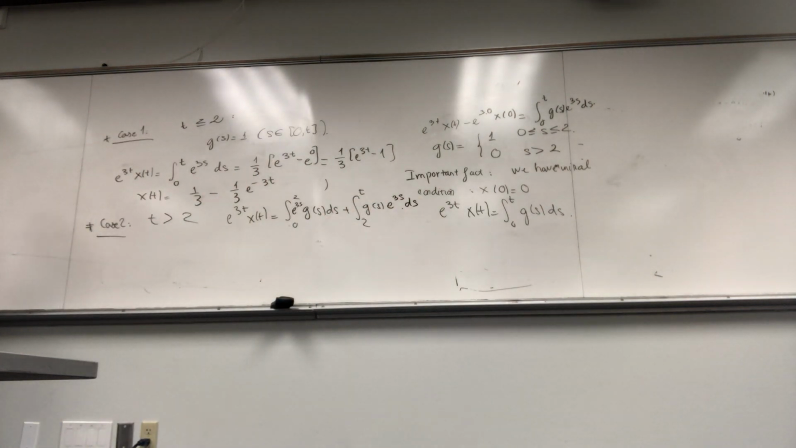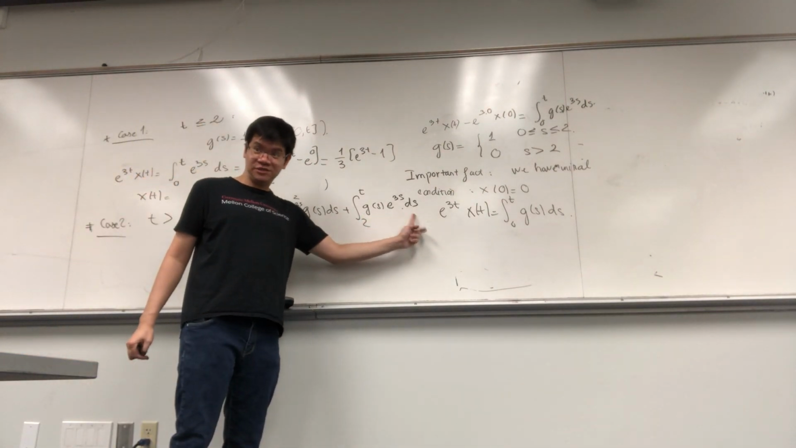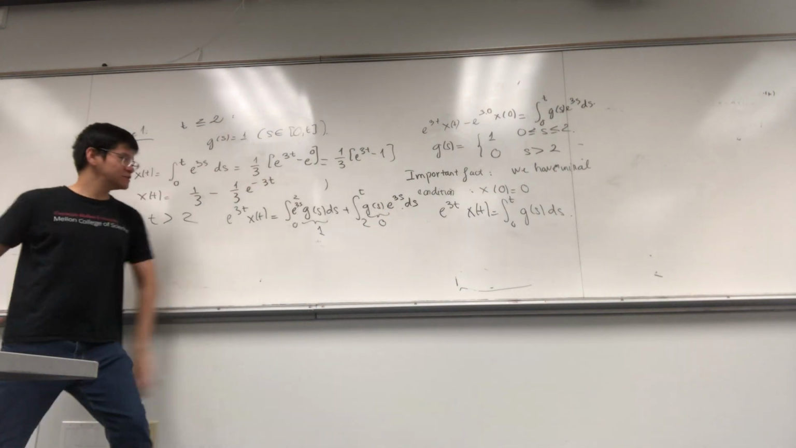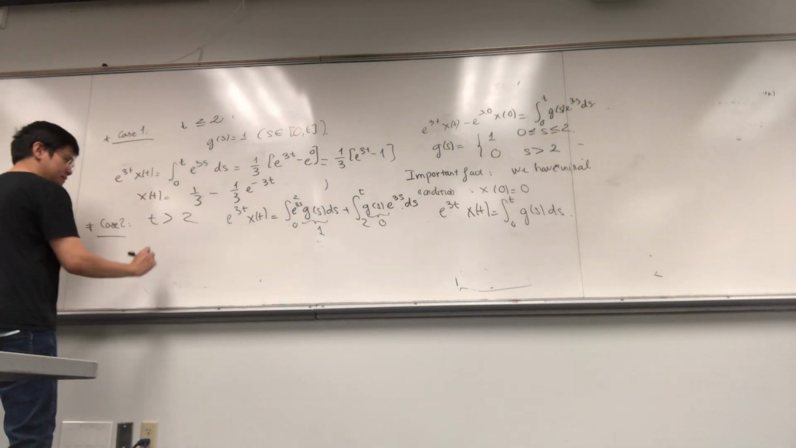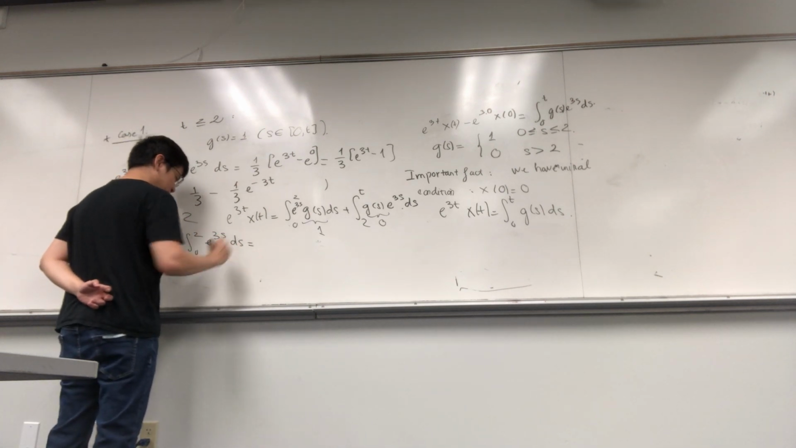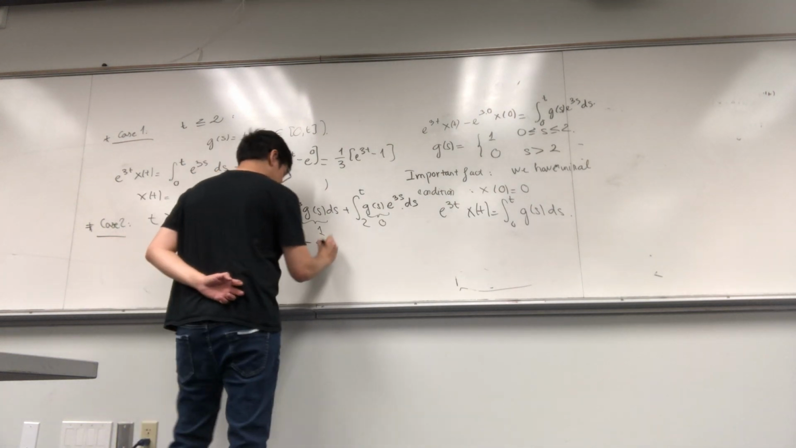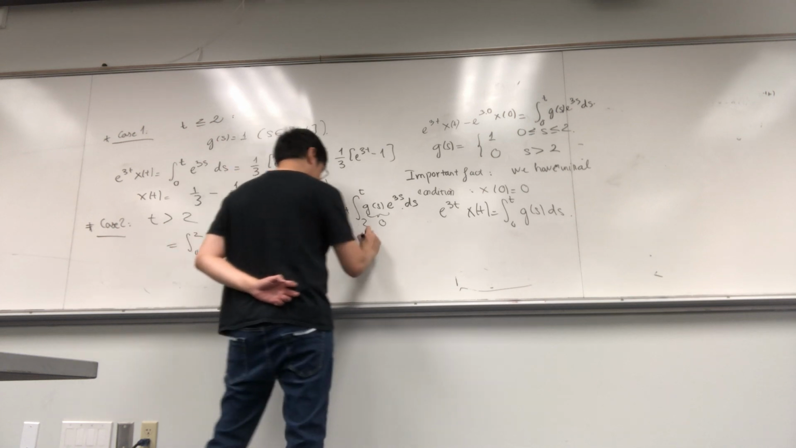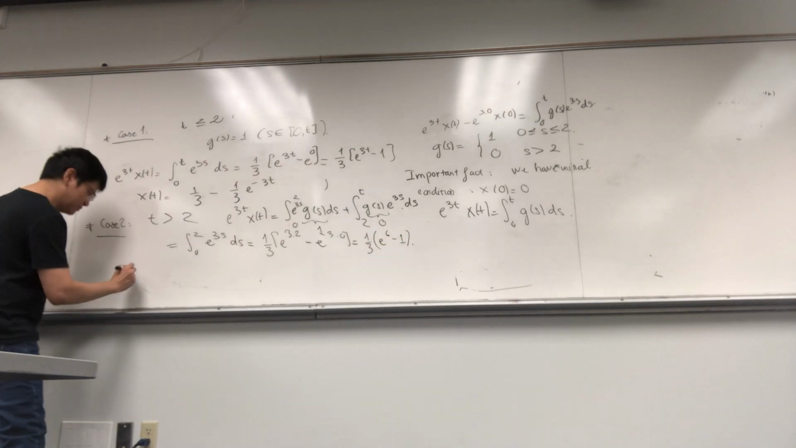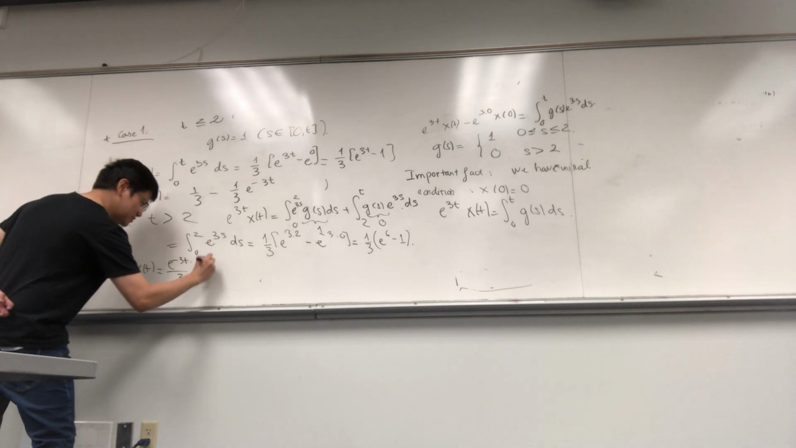In the first interval, g is 1, and in the second interval, g is 0. So this is 1, this is 0. So I can forget the second interval. And this gives me the integral from 0 to 2 of e to the 3s ds. So this gives me 1/3 of e to the 3 times 2 minus e to the 3 times 0. And this is 1/3 of e to the 6 minus 1. So x(t) will be e to the power minus 3t over 3 times e to the 6 minus 1.